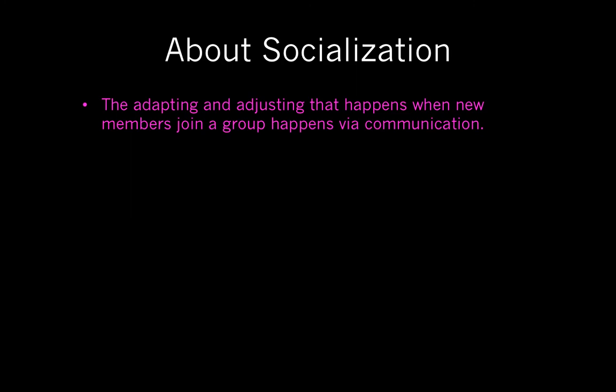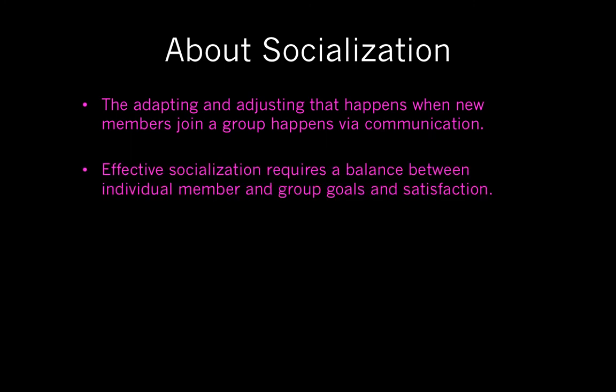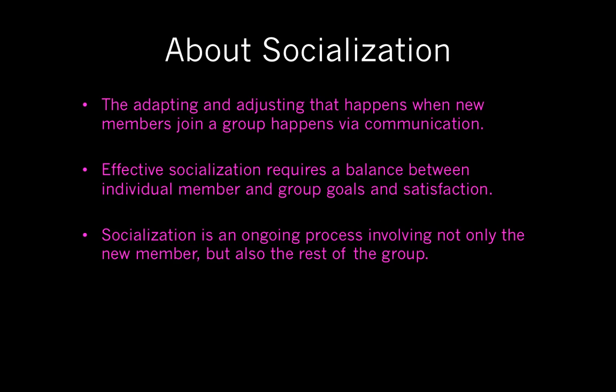We know that socialization, broadly speaking, is the adapting and adjusting that happens when new members join a group, and it happens via communication. But good socialization, effective socialization, requires a balance between individual member and group goals and satisfaction. Socialization is an ongoing process. It not only involves that new member, but also the rest of the group. Those roles shift. The group is no longer what it once was. It is now something different, and we all have to adapt.